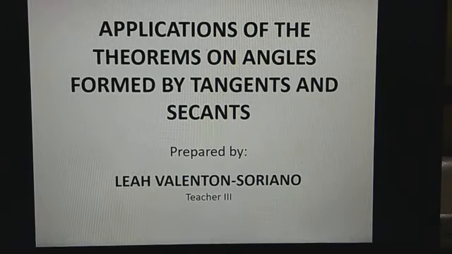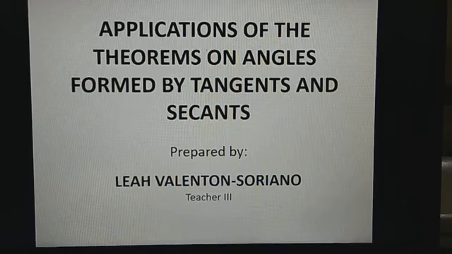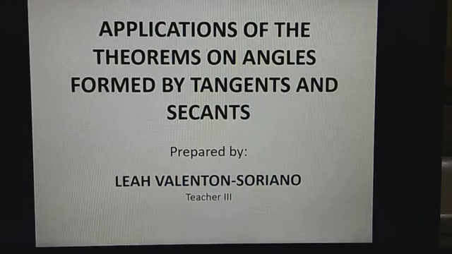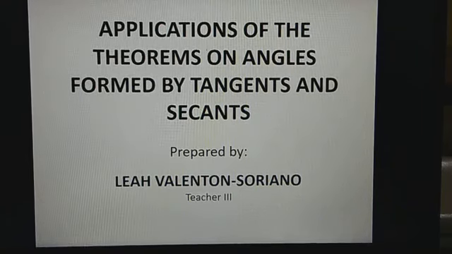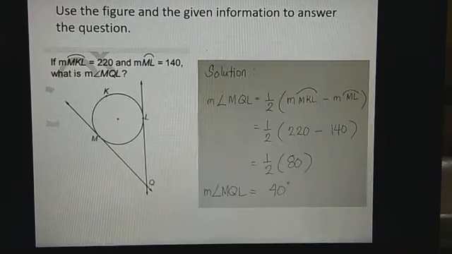Ngayon naman, dahil na-discuss ko na yung theorems on angles formed by tangents and secants, so let us have the applications of those theorems on how to find the measure of the angles o kaya ay how to find the measure of the arc of a given circle. Okay, let us have the applications. Here are the examples.